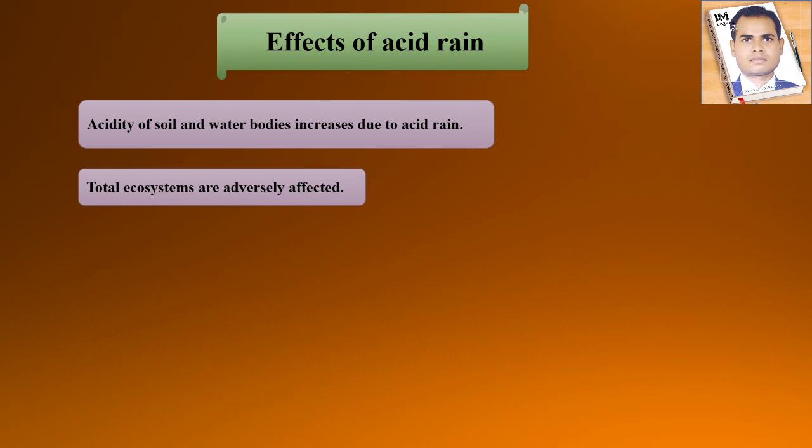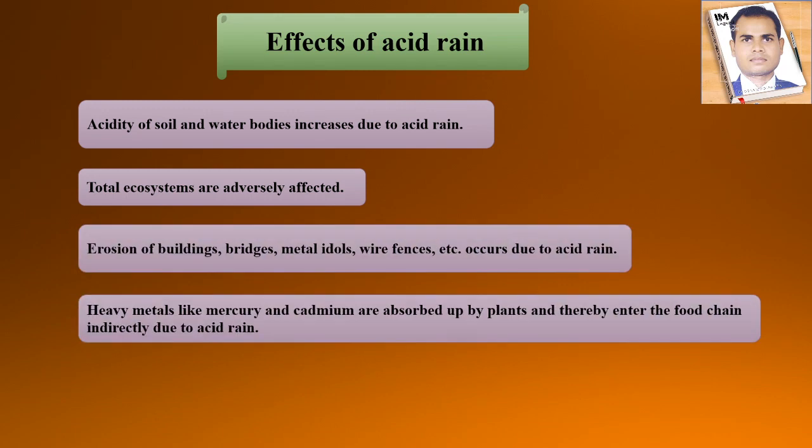The next is that total ecosystems are adversely affected. Some crops require a neutral condition, but because of acid rain there will be an acidic condition surrounding those crops, and that's why it directly affects the crops. Next is erosion of buildings, bridges, metal idols, wire fences, etc. occurs due to acid rain. So that acid directly causes erosion, right? And that directly affects the buildings and bridges and metal idols, right? So the acid directly reacts with all these things, and they get finished, right?